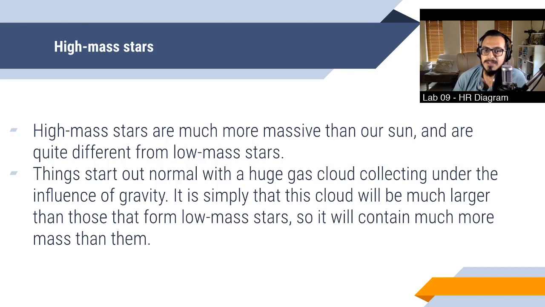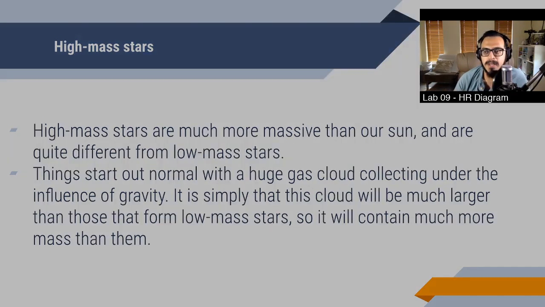Now, high mass stars. High mass stars are much more massive than our sun and are quite different from low mass stars. Things start out normal with a huge gas cloud collecting under the influence of gravity. It's simply that this cloud will be much larger than those that form the low mass stars, so it will contain much more mass than the low mass stars.